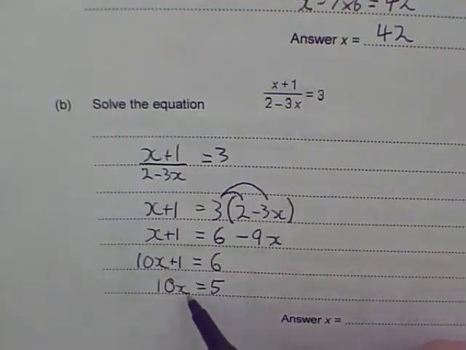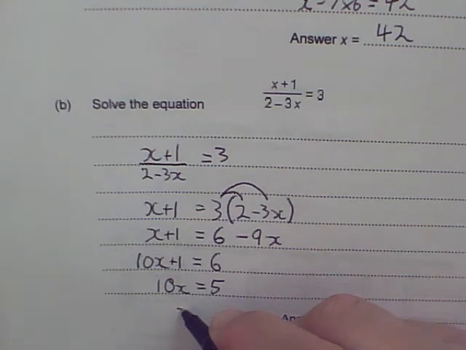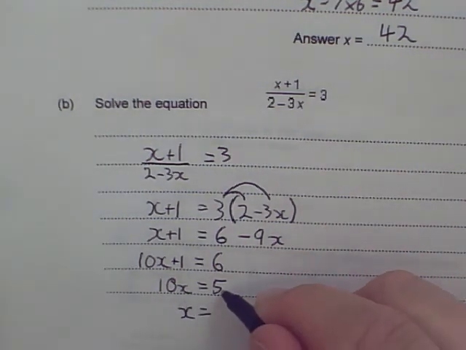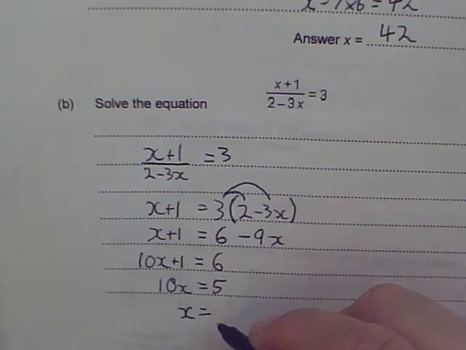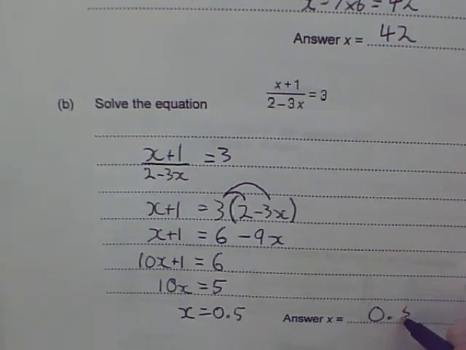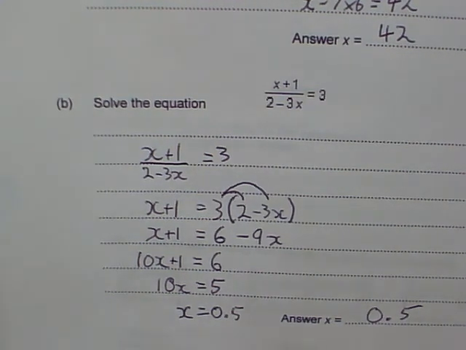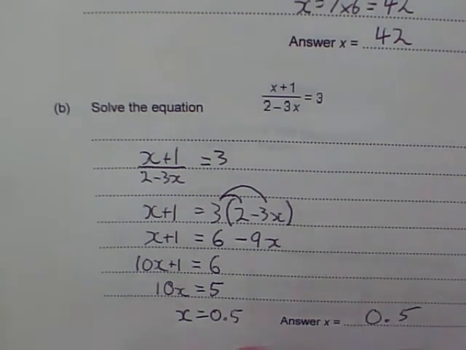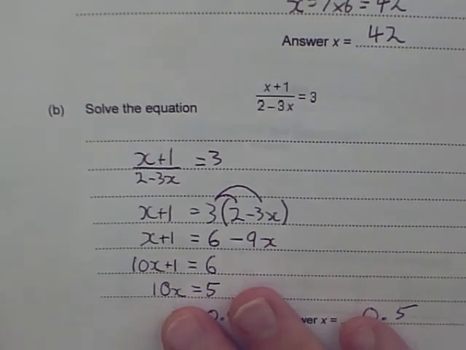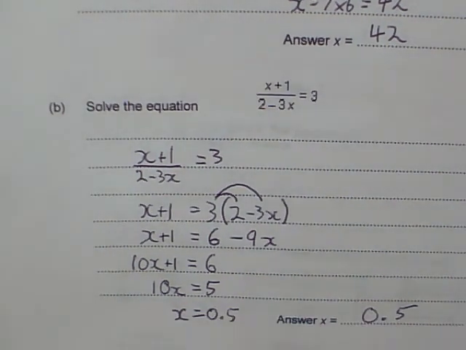Right, if I've got 10 lots of x, which is equal to 5, I just want 1 lot of x, so I need to divide both sides by 10. So if I divide this side by 10, I get 5 divided by 10, which is 0.5. So my x, or a half, x is 0.5. As I said, this algebraic manipulation you need to practice to get really good at. And we'll be doing some work on it in class as well.